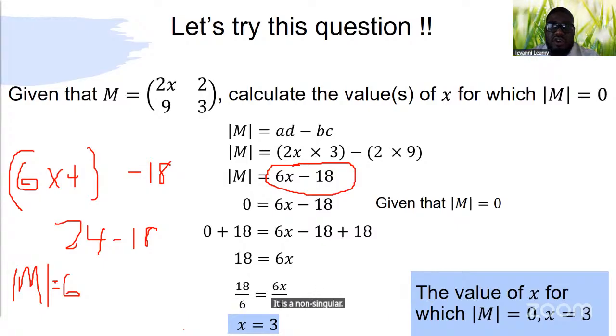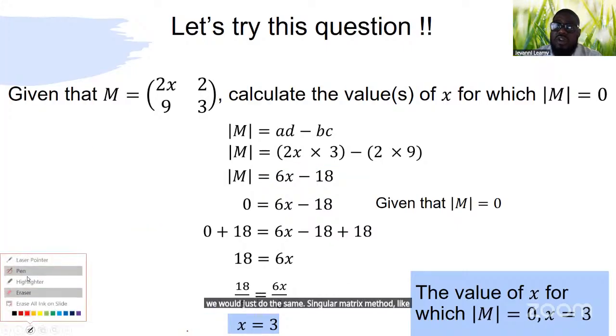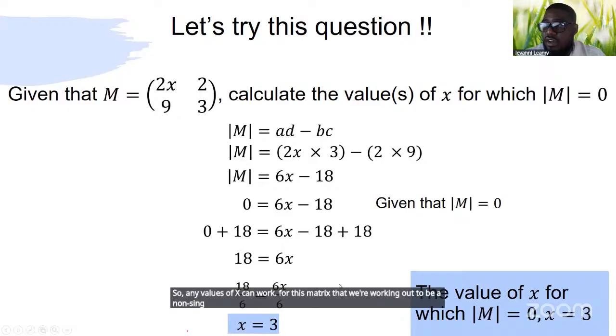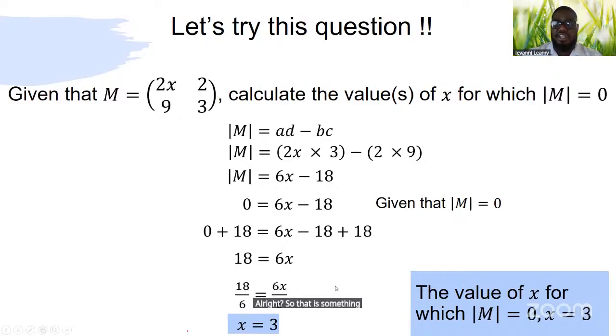It is non-singular. So the question doesn't necessarily have to give you that it's a singular matrix. They could say, give me the value of x when it is a non-singular matrix. So what would we do? We would just do the same singular matrix method, like what we're doing right now, but we will write x is not equal to 3. So any values of x can work for this matrix to be a non-singular matrix. All right? So that is something, food for thought as well.